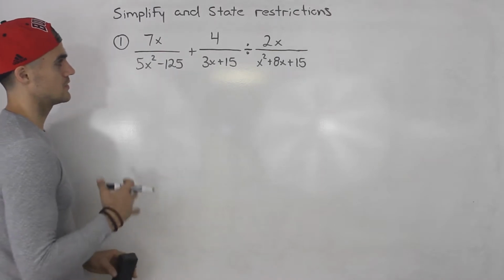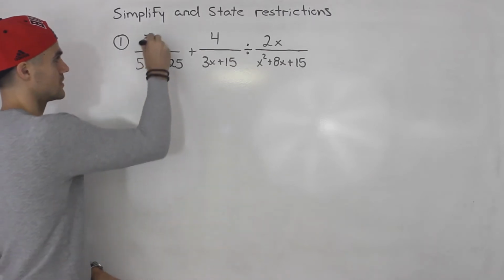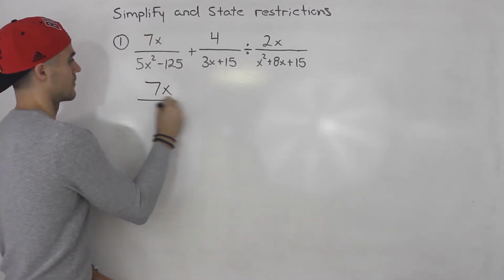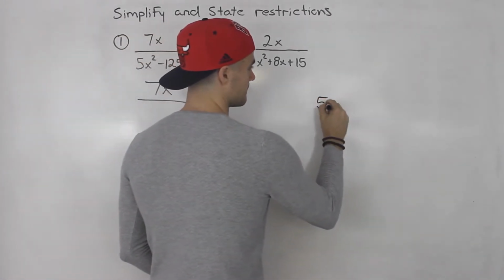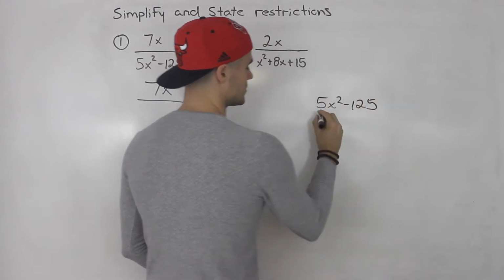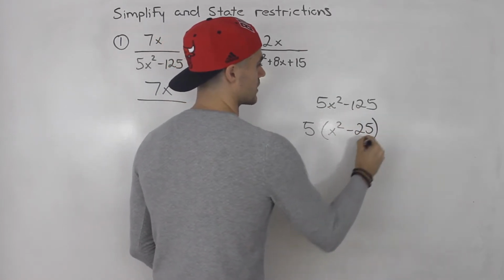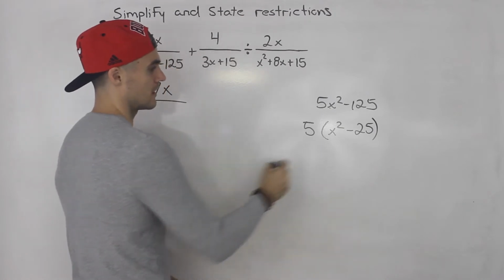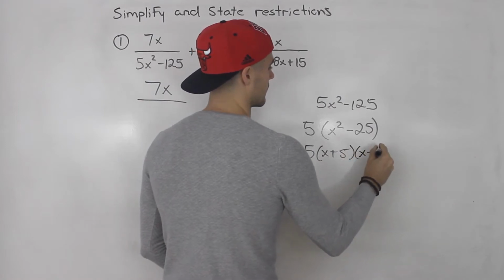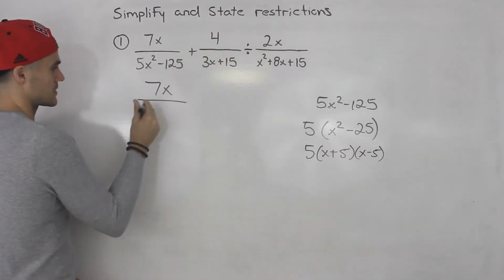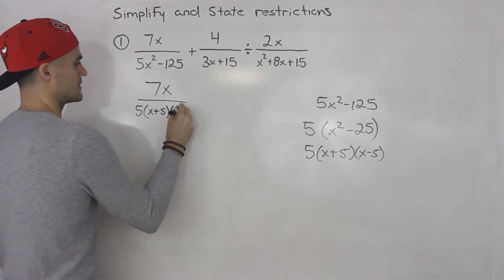So first thing you always want to do when you get something like this is factor everything. Notice here, numerator can't factor, but 5x squared minus 125, what does that factor to? Well, if we do it on the side here, notice how we could take out a 5 from both of these. That's the first thing you always check. Can you take something out from all the terms? And then x squared minus 25, that is a difference of squares. X plus 5, x minus 5. So 5x squared minus 125 factors to 5 bracket x plus 5, x minus 5.